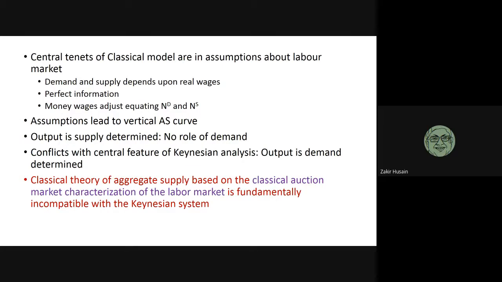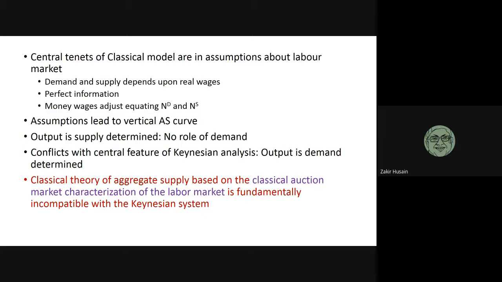So money wages adjust, but remember that the workers have perfect information. They know what is the real wage, what is the price level. So if they find out what is money wage and they know prices, they also know what is real wage. And remember that fundamentally, it is the real wage which is important. They may bargain in terms of money wage, but the real wage provides the purchasing power.